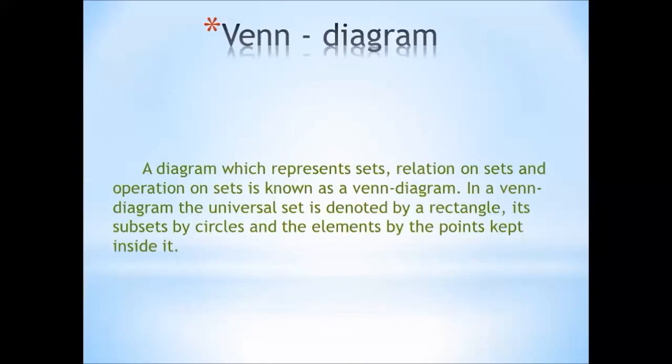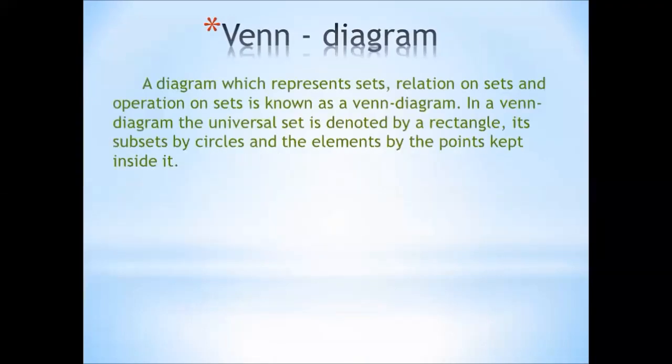A diagram which represents sets, relations on sets, and operations on sets is known as a Venn diagram. In a Venn diagram, the universal set is denoted by a rectangle, its subsets by circles, and the elements by the points kept inside it.